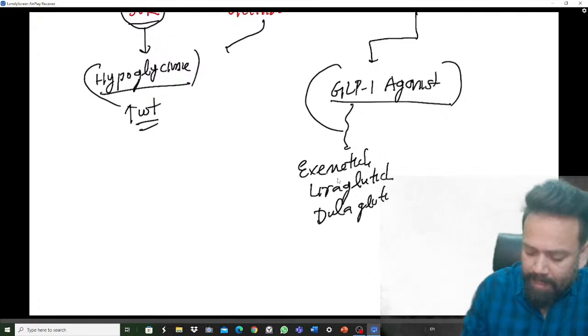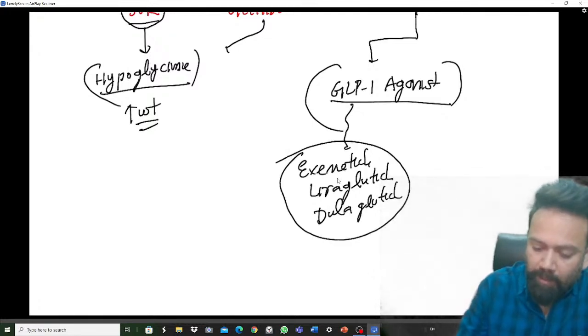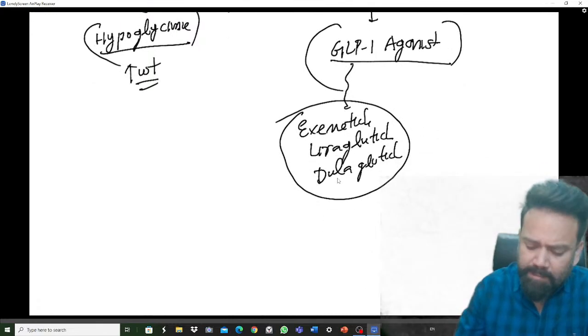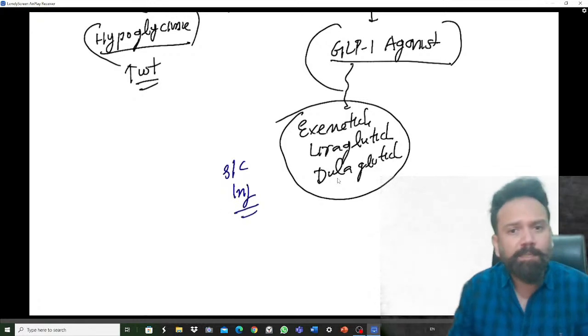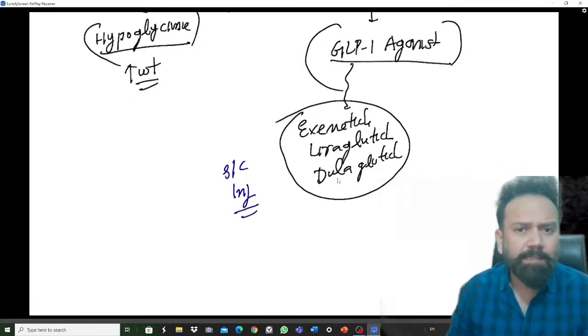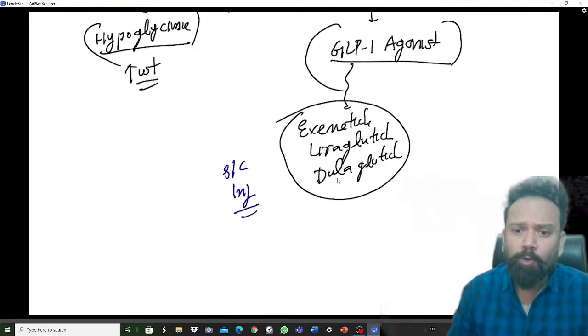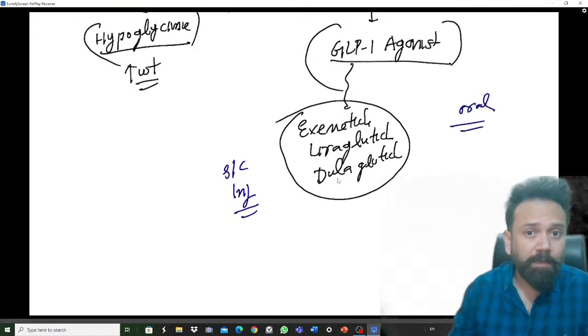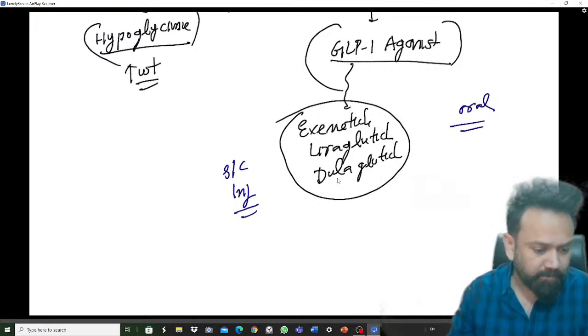These are simply acting on your GLP-1 receptor, doctor. But the only problem is that they are subcutaneous injections. But recently the FDA has approved one GLP-1 agonist that is oral. Injections are also there, but oral also. Who can tell me the answer?